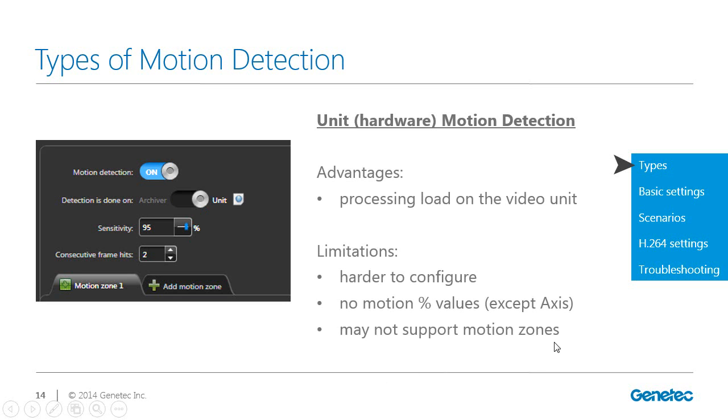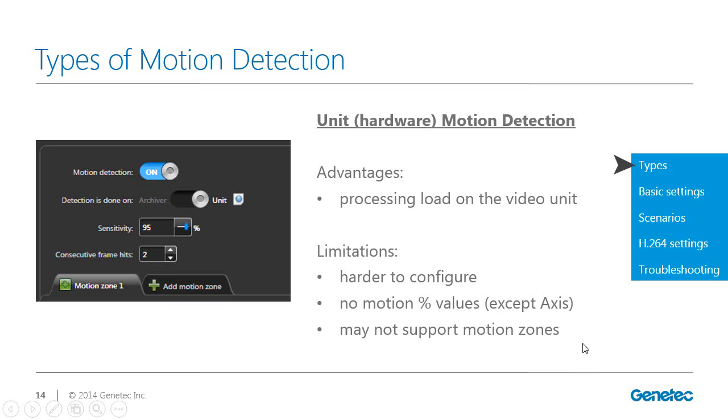There are a few limitations, however. Depending on the unit and the user interface, configuring the motion detection may be a bit harder to do. With the exception of Axis video units, we only get the events from the unit and not the percentage of motion that is seen. So that means that we can't use the motion search function or see how much motion is happening in the timeline when viewing playback video.